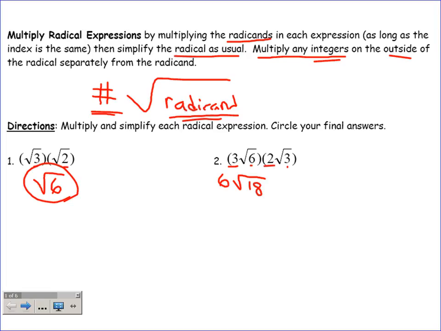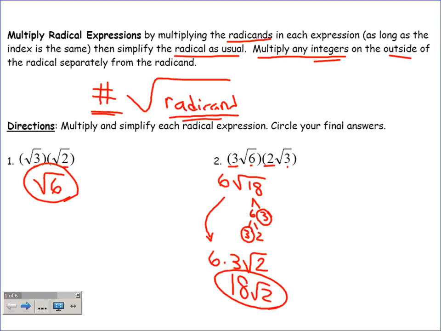Okay. At this point, hold the phone, guys. 18. We need to divide this. So we can say this is 6 and 3. 6 is 3 and 2. Are there any pairs? Threes. There's a pair of 3s. So basically, on the outside, we already had a 6, and now we have a 3 that we're multiplying together. What's left over on the inside? A 2. So we have 6 times 3 is 18, square root of 2. That's our final answer.